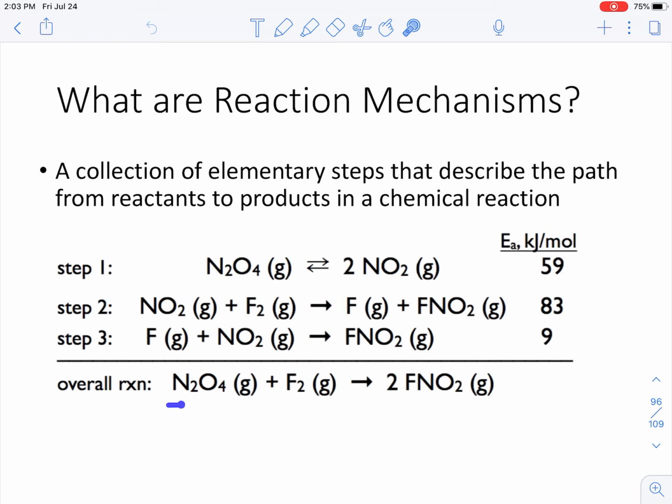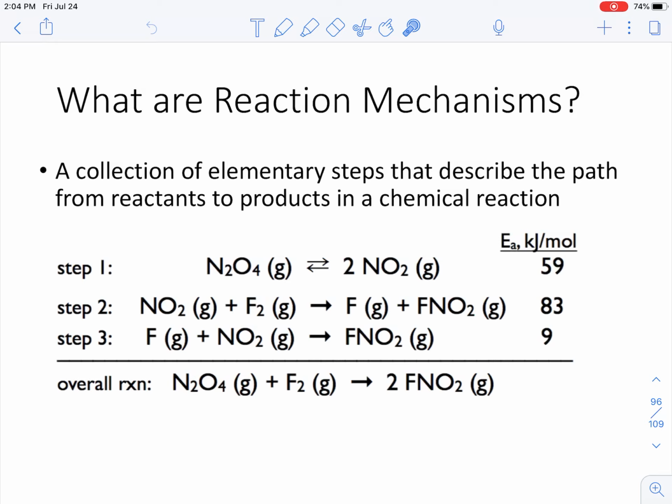So here we have dinitrogen tetroxide reacting with fluorine gas to produce 2 moles of nitryl fluoride. And so it turns out that the reaction mechanism for this overall chemical reaction involves 3 elementary steps. For any given chemical reaction, the number of elementary steps required for reactants to be converted into products is unique for that chemical reaction. Some chemical reactions will only require 1 elementary step, some will require 2 elementary steps, and the list goes on and on.